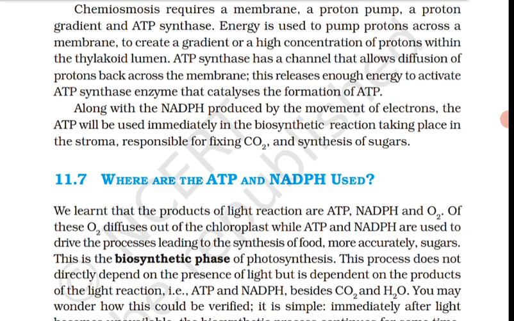When only PS I is functional, the electron is circulated within the photosystem and the phosphorylation occurs due to cyclic flow of electrons. A possible location where this could be happening is in the stroma lamellae.